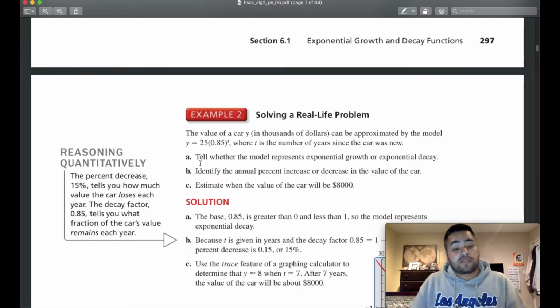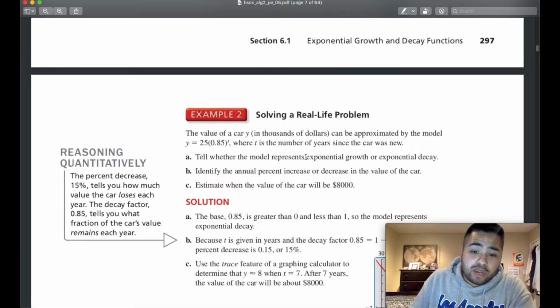The very first question is: tell whether the model represents exponential growth or decay. First and foremost, is this number greater than 1? No, therefore it is not growth. Is it between 0 and 1? Yes, it is. Therefore the answer is exponential decay.